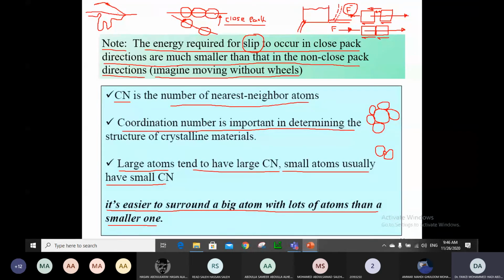In the polymers, you have something different, which is called viscous flow. We are not going to cover it here. The chapter is all concerned with crystalline material.